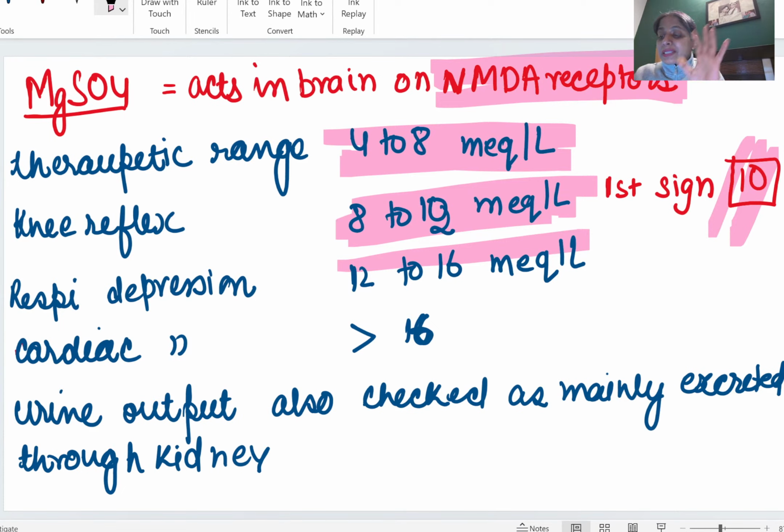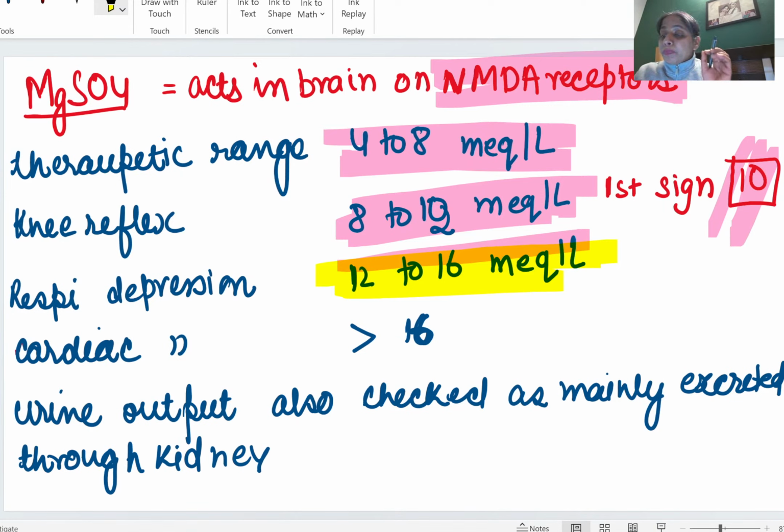If knee reflexes have gone, it means magnesium is in the range of 8 to 12 and soon the patient will have magnesium toxicity. Respiratory depression occurs at 12 to 16. At 16, respiratory arrest occurs. After 16 there is cardiac arrest, cardiac depression.